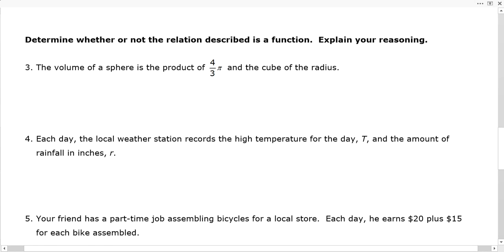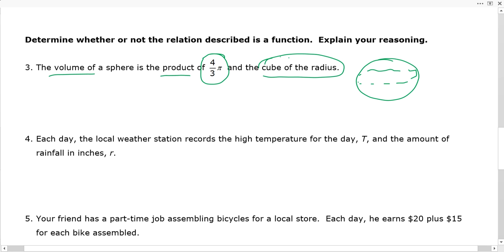Okay, so we're talking about if it's a function or not, and that's really all we're doing is a yes or no right now. So think about a sphere, and I don't even know how you draw a sphere. There you go. Does that kind of look like a sphere? Okay, the volume of a sphere is the product, which means I'm multiplying this, and cube means to the 3rd power. And you might have seen this formula before. Volume is 4 over 3 pi, and the radius to the 3rd power.